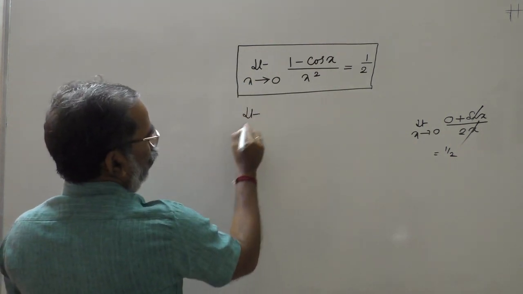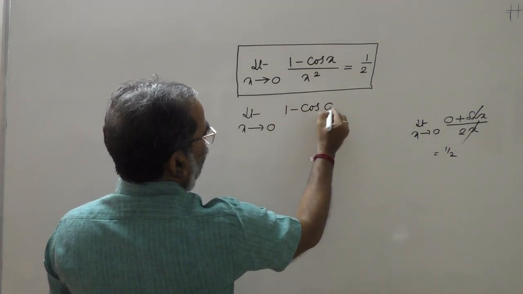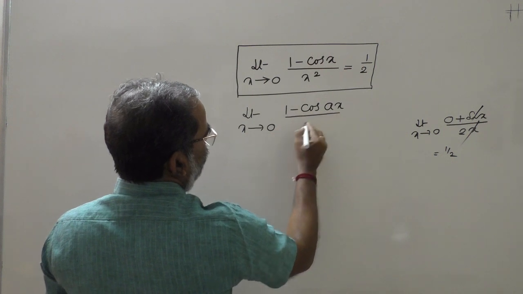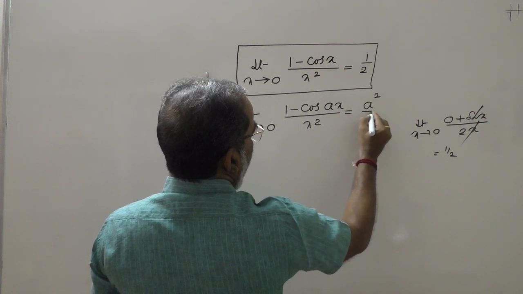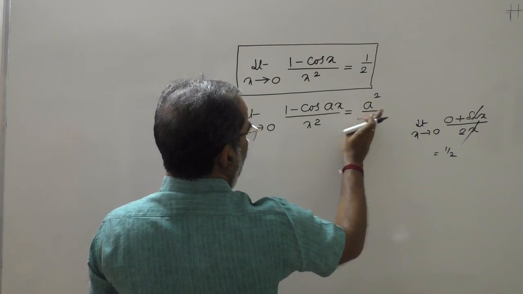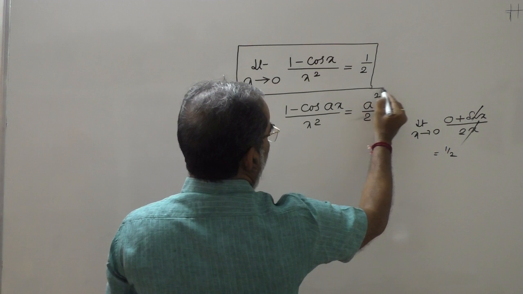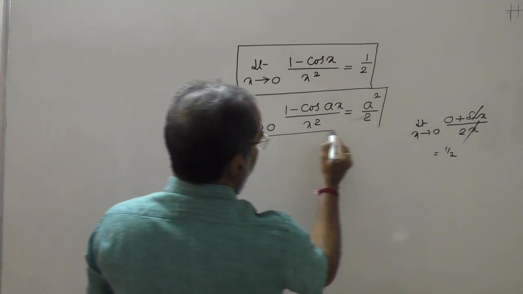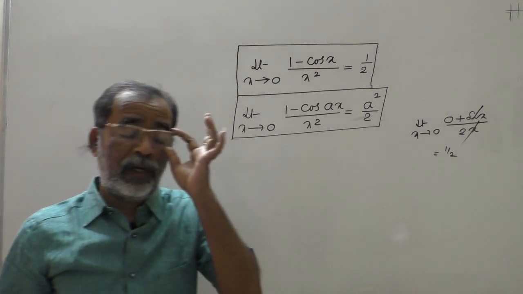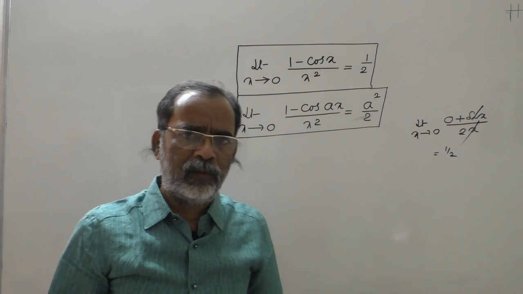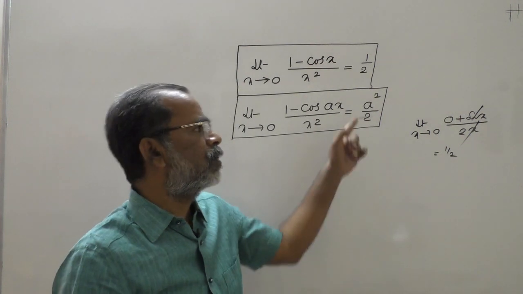Its extension, one more: the limit as x tends to 0 of 1 minus cos ax divided by x square. This is also an indeterminate form. Its limit will be a square by 2. Very useful concepts, these two. Please remember these two also. Limit as x tends to 0 of 1 minus cos x by x square is 1/2. Limit as x tends to 0 of 1 minus cos ax by x square is a square by 2.